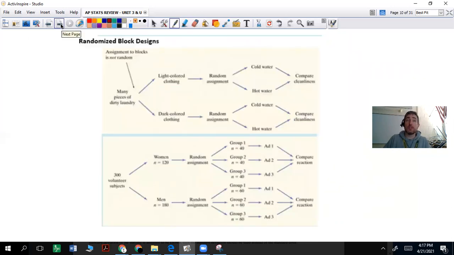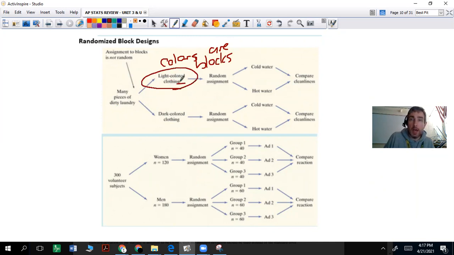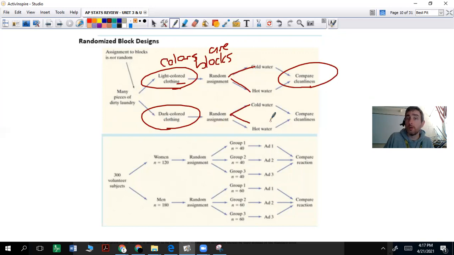Now there's block designs where, in this case, you have many pieces of dirty laundry, light colored clothing, dark colored clothing. In this case, the colors are the blocks, right? Because there might be some bleeding of colors. And so you want to say, all right, let's get the lights together. Let's see what happens with them in cold water and hot water and compare. Let's get the dark colored clothes together. Let's see what happens to those in cold water or hot water and compare. And then overall, we can put our data together if we need to.